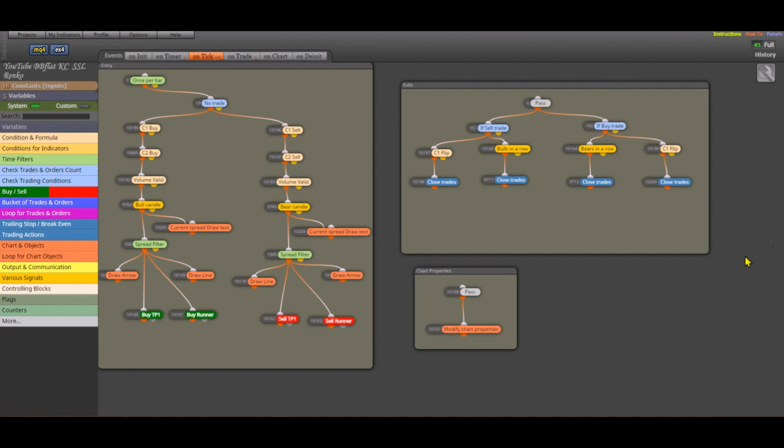And over here, you can see where the exits are set up. So for instance, if I'm in a sell trade, if I have a C1 flip, then I'm going to close those trades. Or if I have a certain number of bulls in a row, which right now I'm using 3, I'm going to close those trades, and vice versa for a buy trade.